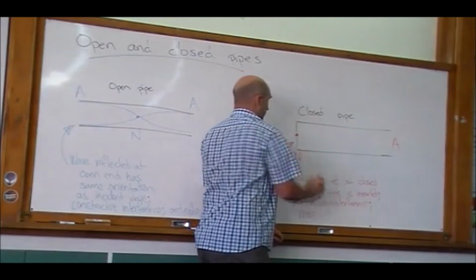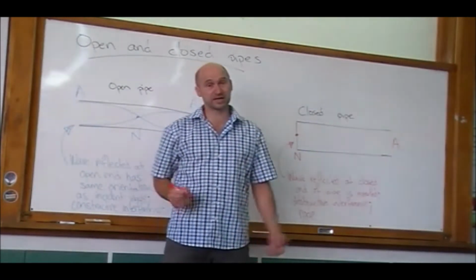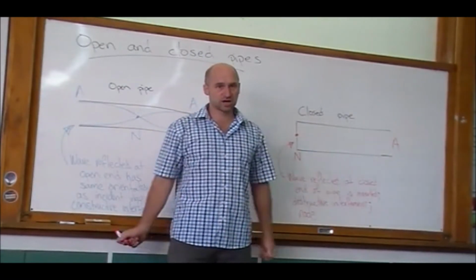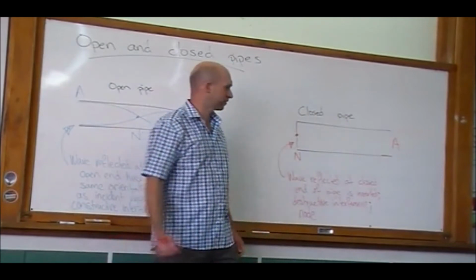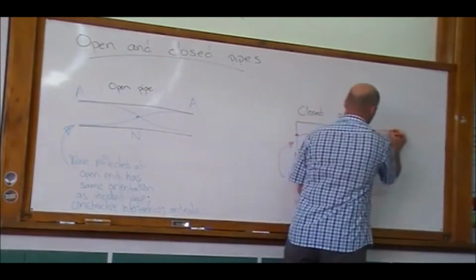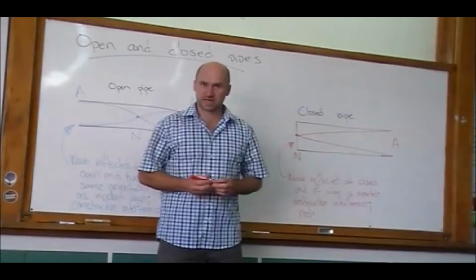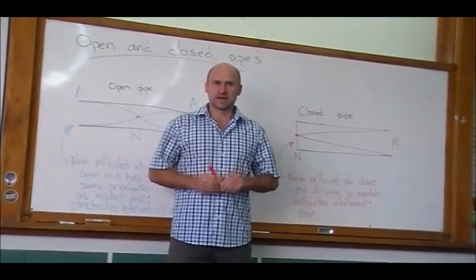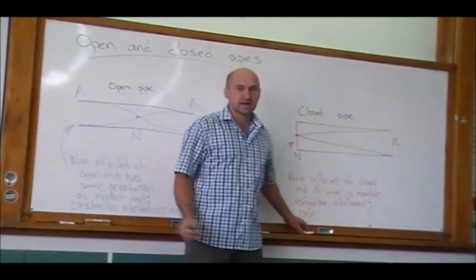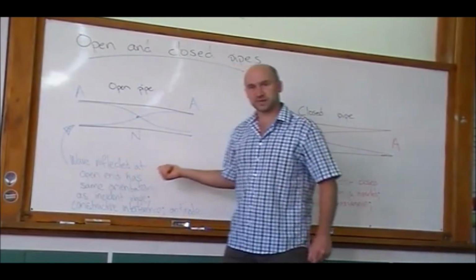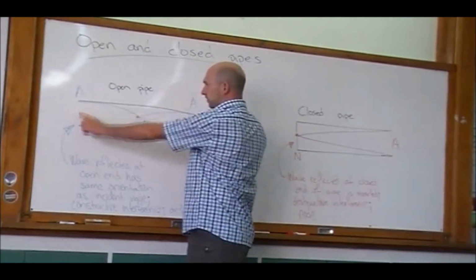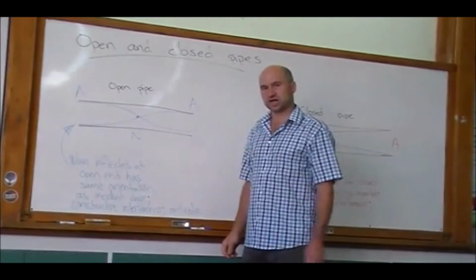And so we're going to get a node there, and that means that we're going to get different waves occurring in these two different pipes. Look at this one. It looks like that. Now you might have noticed I talked about how we have a displacement antinode formed at each end of the open pipe.